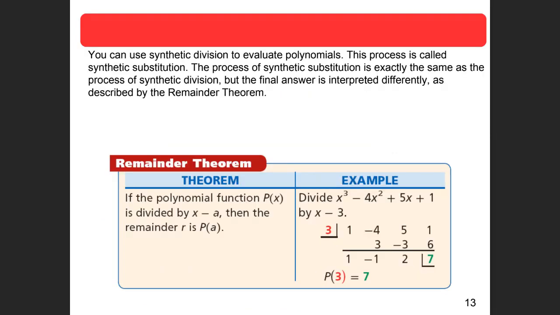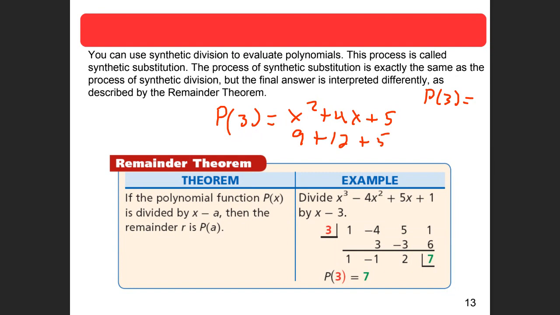And then there's another, let's see, here's my next slide here. There's something that's called the remainder theorem. If you have a problem and you want to know what the solution is, for example, if I gave you P of 3 equals x squared plus 4x plus 5, and I asked you to plug 3 into here to figure out what P of 3 is equal to. Well, that means you just plug 3 into here. So 3 squared is 9, plus 4 times 3 is 12, plus 5. So that gives us 26.